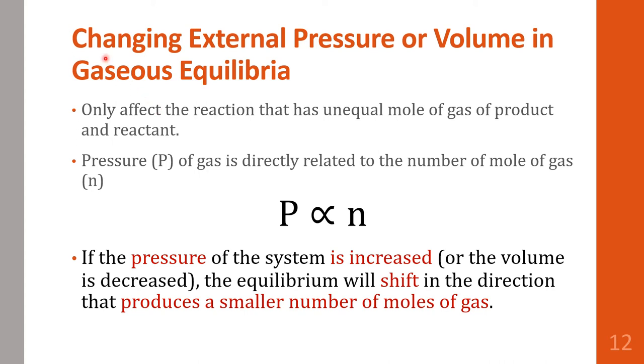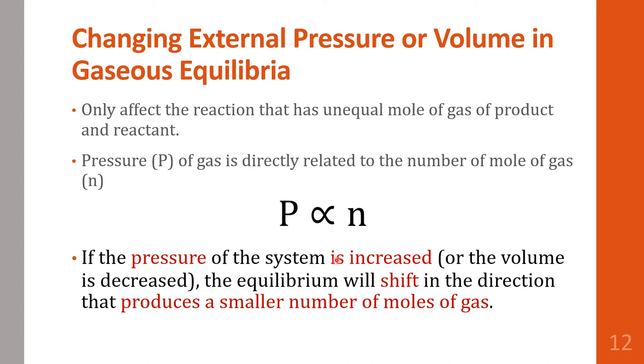Let's look at the change in the external pressure or the volume of the container at equilibrium. This change only affects the reaction that has an unequal number of moles of gas in the product and reactant. As you learn from the gaseous property, the pressure of gas is directly related to the number of moles of gas. If we have more moles of gas, it produces more pressure. So if the pressure of the system at equilibrium is increased, it has the same effect as when the volume is decreased.